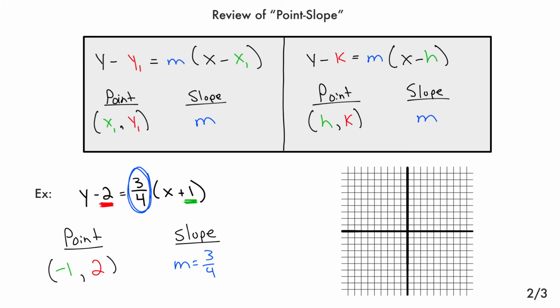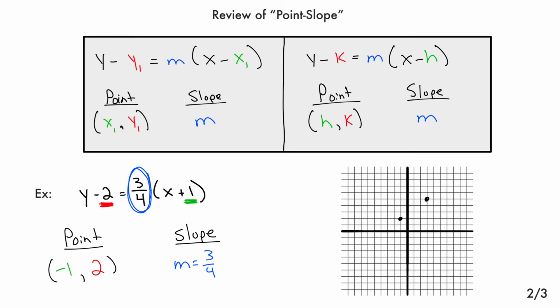So now let's go from this information to the graph. Our point is -1, 2, so we're going to go left 1, up 2. There's our first dot. Second dot is generated by using the slope of going up 3, right 4. So up 1, 2, 3, right 1, 2, 3, 4. This is my next stop. Right here.